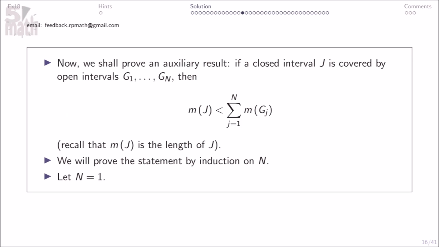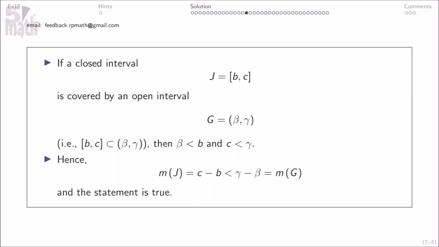Now we shall prove an auxiliary result. If a closed interval J is covered by open intervals, then this. Recall that mJ is the length of J. We will prove the statement by induction on n. Let n equal 1. If a closed interval J equaling this is covered by an open interval G equaling this, that is, this is a subset of this, then beta is less than b and c is less than gamma. Hence, this and this statement is true.